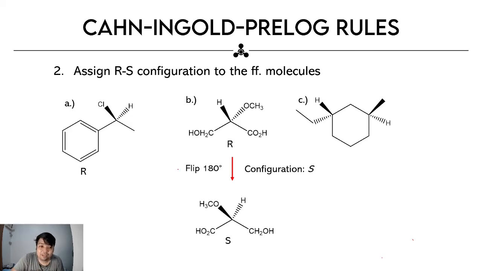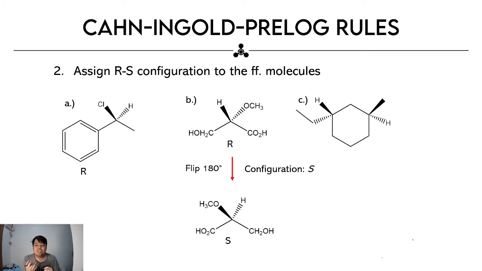So in this case, if the fourth priority substituent is at the front, its configuration will be R. When you flip it 180 degrees such that the fourth priority substituent is at the back, the configuration will change from R to S. And if this is S, and you flip it 180 degrees, it will change to R, and vice versa. So that's the trick here, guys.